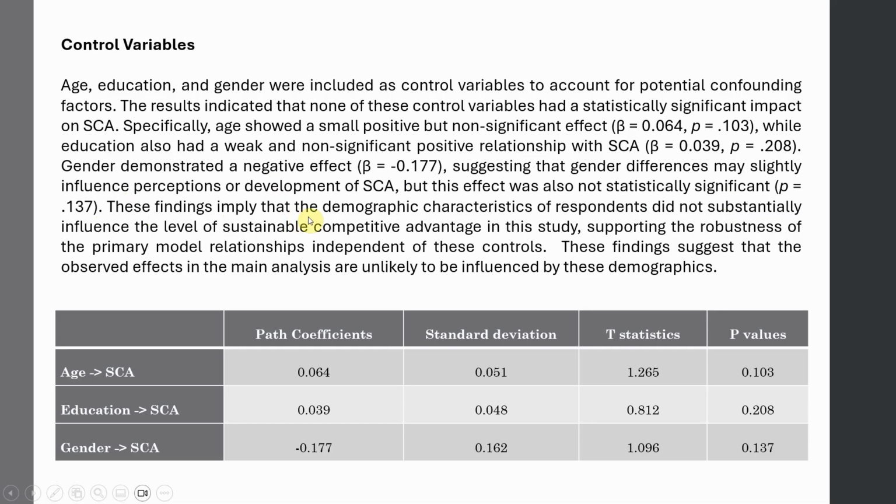These findings imply that the demographic characteristics of respondents do not substantially influence the level of sustainable competitive advantage in this study, supporting the robustness of the primary model relationship independent of these controls. So now these controls do not affect the overall model. These findings suggest that the observed effects in the main analysis are unlikely to be influenced by these demographics, and then you report this model.